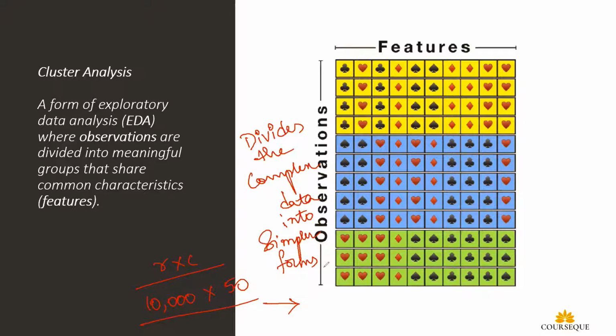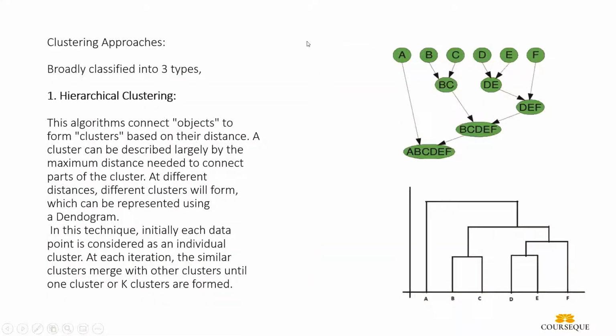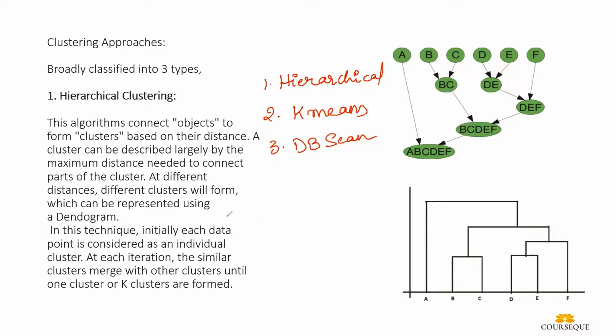Next, how many types of clustering do we have? We have got 3 types of clustering, guys. First one, hierarchical; second, non-hierarchical or K-means; and third, DBSCAN, density-based clustering. Okay, so these are the major or broad classifications of clustering.